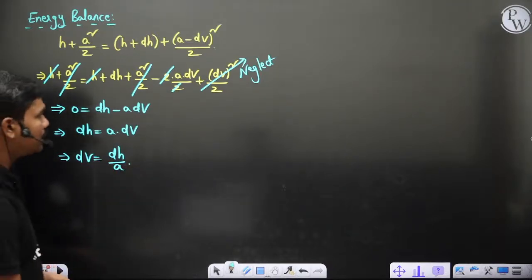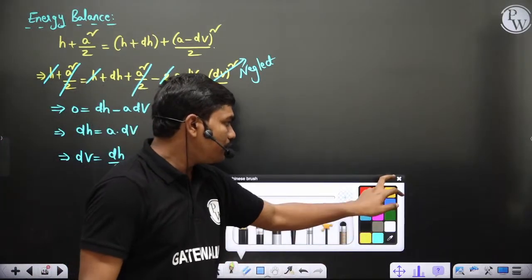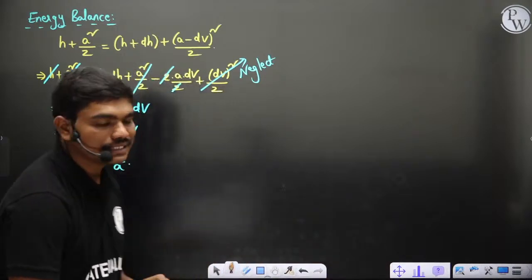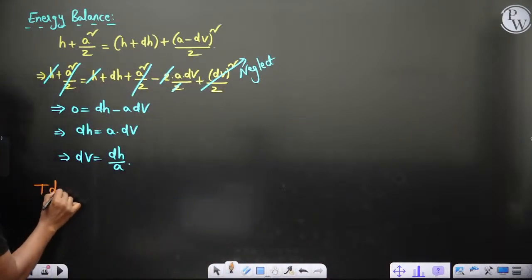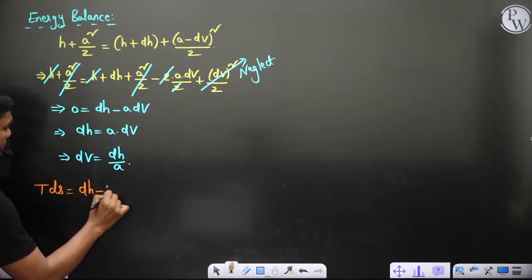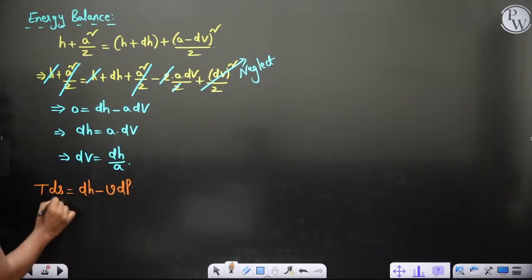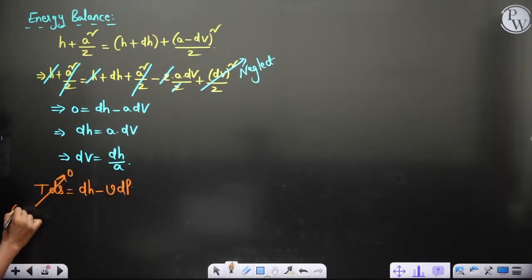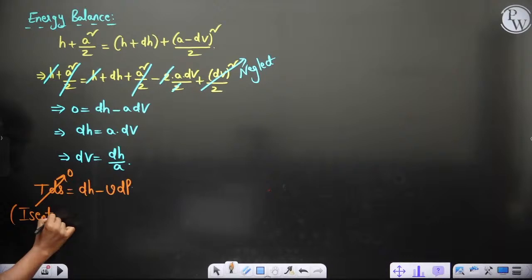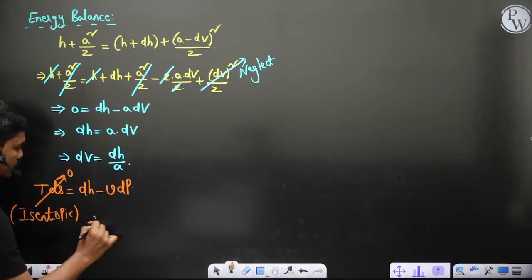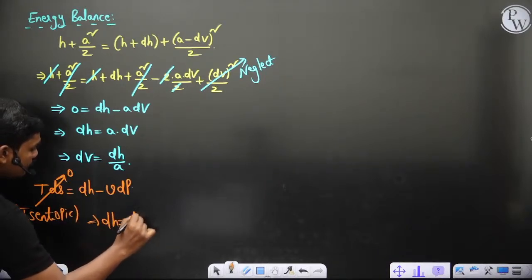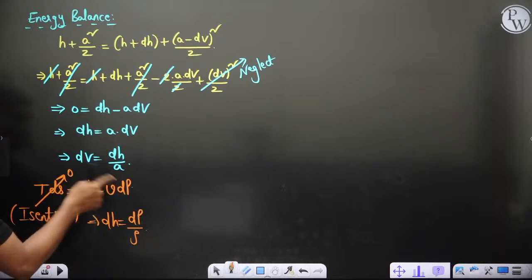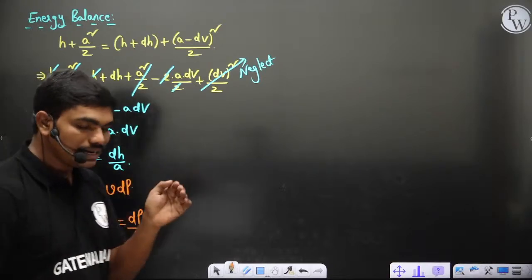Okay, so dV is equal to dh by a, and if you look at your TdS equations, okay, so let's see, TdS equations. TdS is equal to dh minus v dp actually, and this is 0 because we are doing isentropic, reversible adiabatic flows. So your dh can be replaced with dp by rho actually. Okay, because dh is equal to v dp and v can be written as dp divided by density.